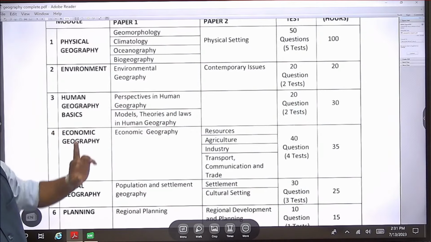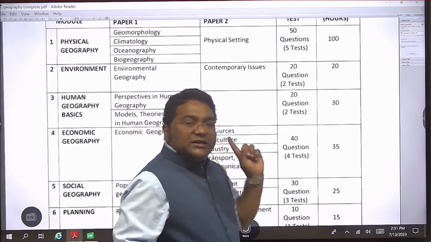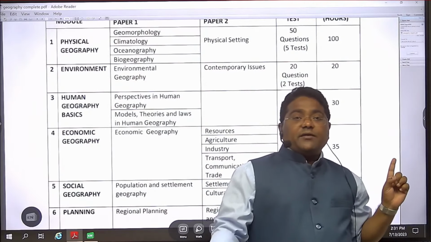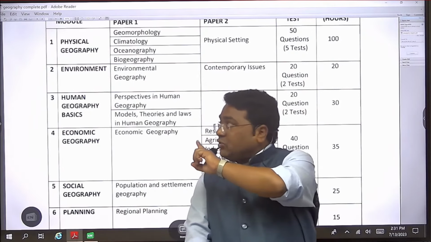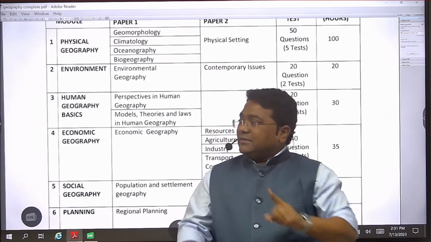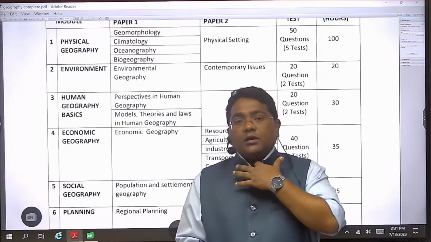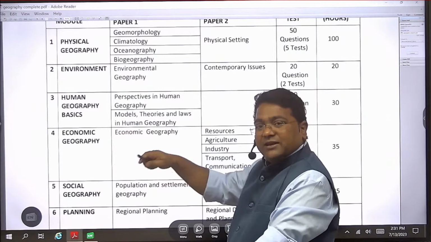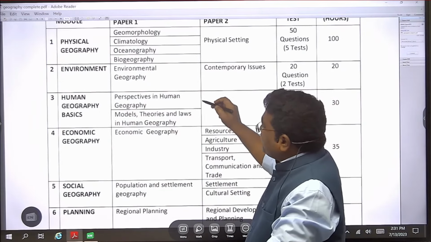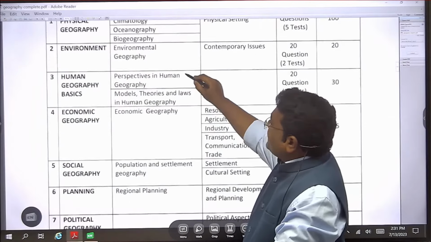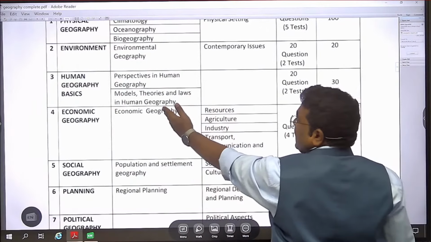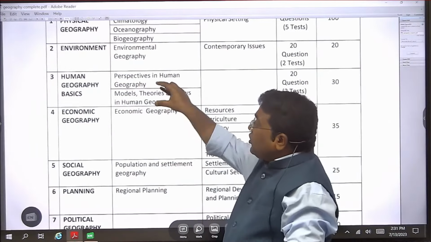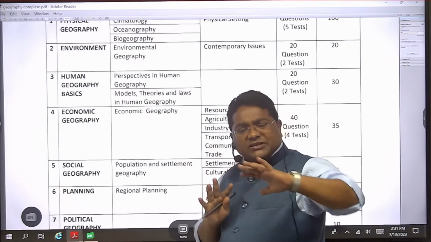And environmental geography, here contemporary issues. So in environmental geography, what happens? You are covering the environment in GS. Environment also you are covering, right? So if you are thorough with the geography optional environment part, then that will suffice for the GS paper also. Then human geography. This human geography is present in the optional as well as GS also. Especially this topic is extra: perspectives in human geography, models, theories and laws in human geography. This is the extra topic in the optional subject. It is the only extra topic. Other topics are more or less present in the GS part also.